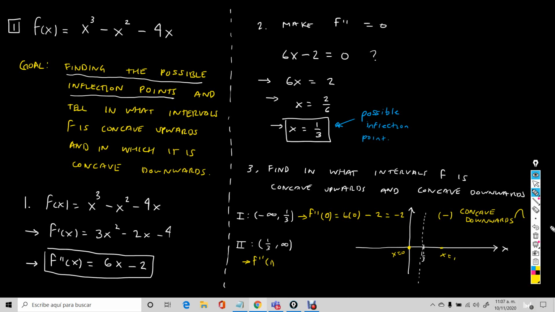So f'' of 1, and that's gonna be equal to 6 times 1 minus 2, and that's gonna be 6 minus 2, that's plus 4, or just 4. So basically what I found is that over this region, my second derivative is positive. One more time, we don't care about the 4. I only care that it was positive.